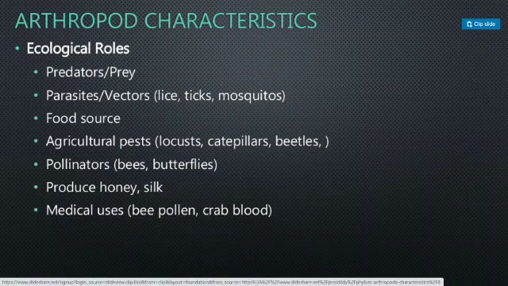They act as pollinating agents like bees and butterflies, and some insects like honeybees produce honey, and silkworms produce silk, and bee pollen and crab blood are sometimes used in some medicines, so they also have medical uses. So these are all the ecological roles of the arthropods. So this is all about the arthropods.